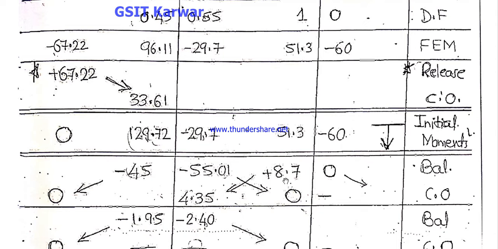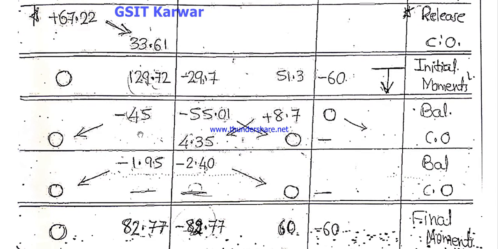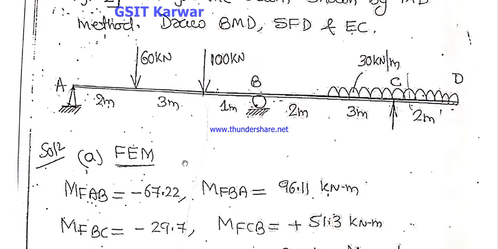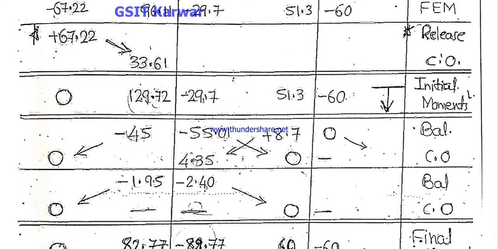Similarly here you also get 8.7 and 0. After this, carry over the moment to the near joint, like this. At the time of carry over, the support condition will act. Observe supports A, B, C: A is hinged, B is roller, C is simple support. On that basis, whatever moment is created at the roller and hinged supports does not carry over.